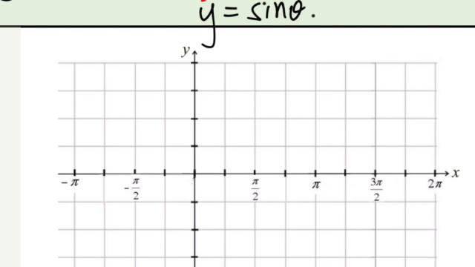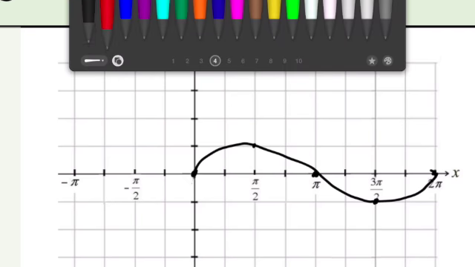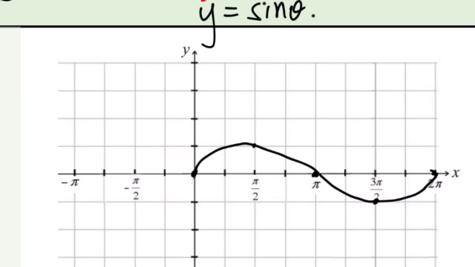So y is equal to sine of theta. We know it starts at 0. We know that at pi over 2 it goes to 1, then to 0, then to -1, and then to 0. All right, at this point, you should really know this parent function. Okay, next thing we discussed was that wherever the sine is going to hit 0, we're going to draw an asymptote.